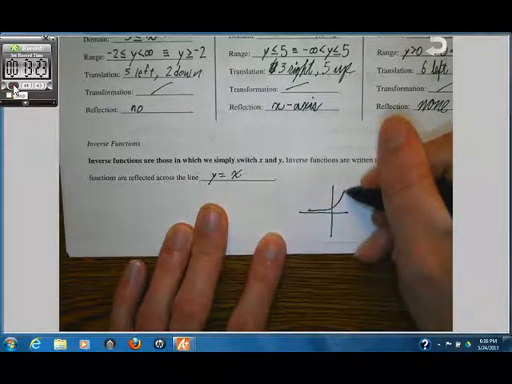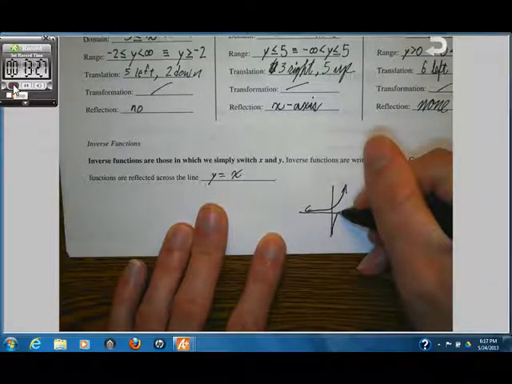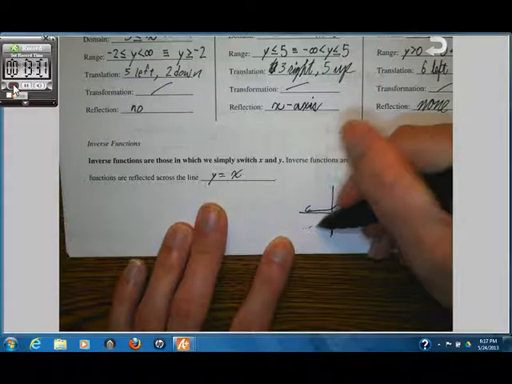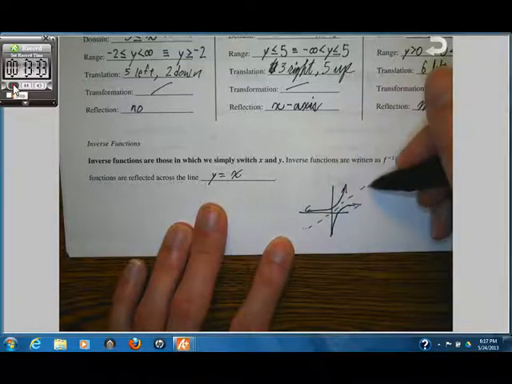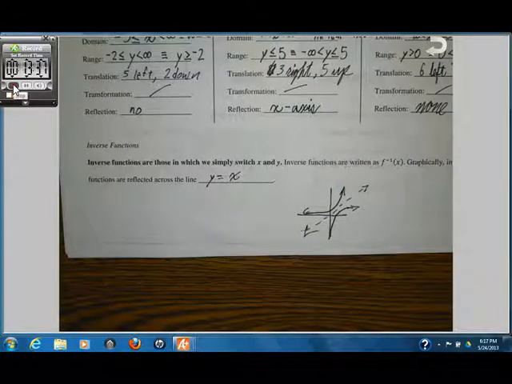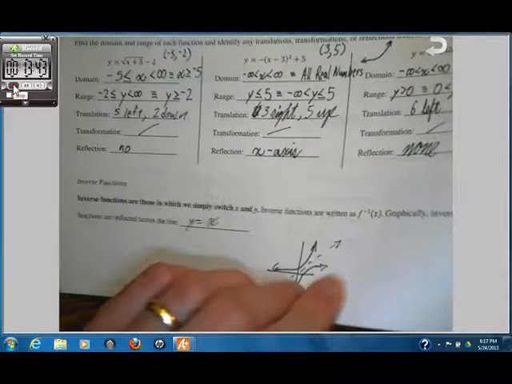Now, to find inverses algebraically is relatively simple. It is a two-step process. Step 1, switch x and y. Step 2, find the new y.